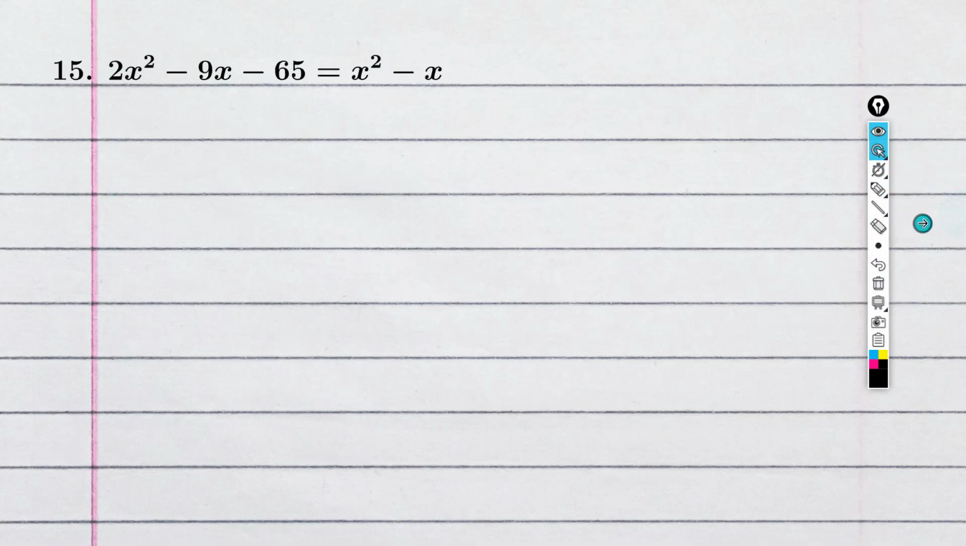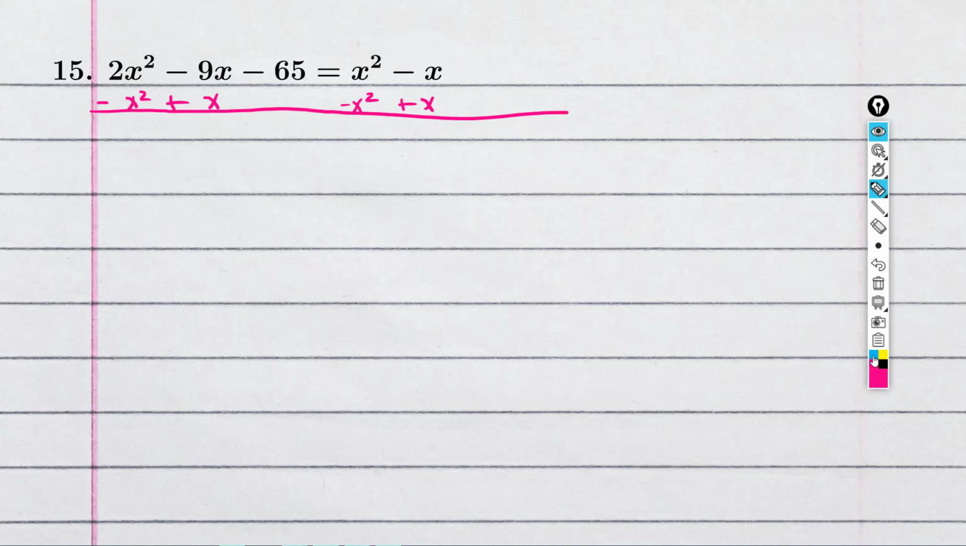Let's go ahead and look at number 15. Oops, I skipped too far. So we have to move our x squared and our x to come join the other side. So we subtract x squared and we add the x. And what that gives us is x squared minus 8x minus 65 is equal to 0.